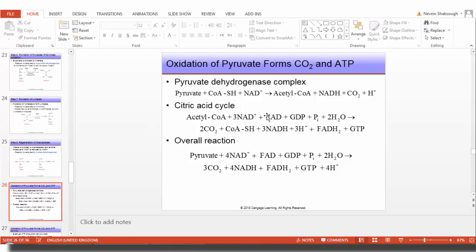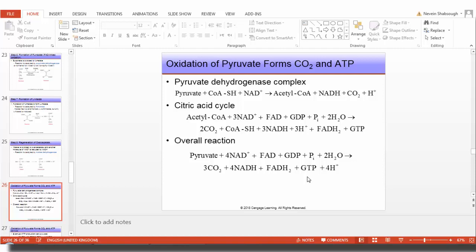Now, the overall stoichiometry of the oxidation reaction is the sum of these two, the pyruvate dehydrogenase complex reaction and the citric acid cycle reactions, and the overall reaction is summarized here. So, 1 pyruvate is converted all the way to 3 CO2, or oxidized, with the result of 4 NADH, 1 FADH2, and 1 GTP. This is the one which I refer to as substrate level phosphorylation.